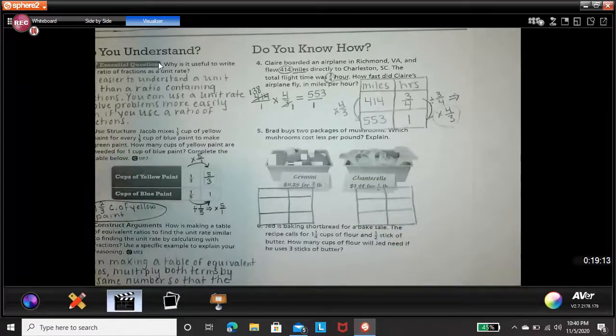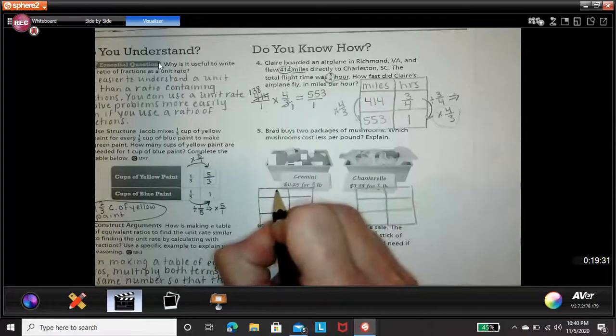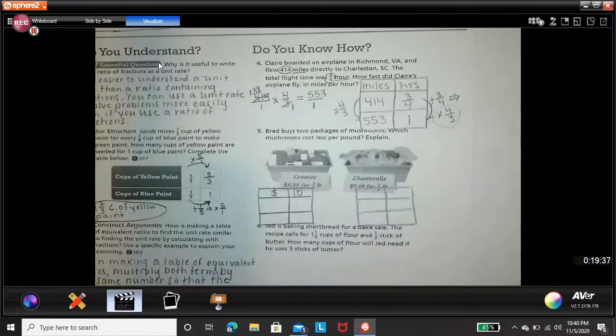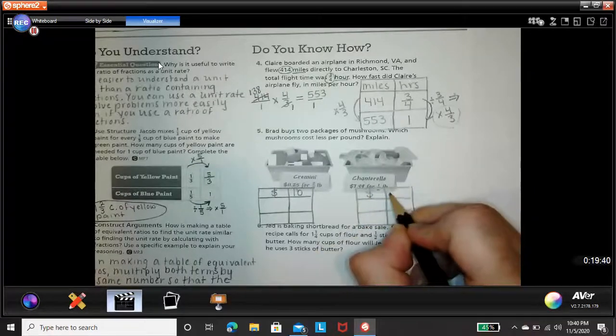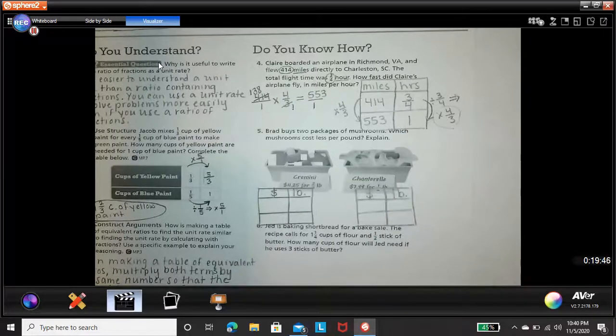Please fill in the units of measure at the top. In this problem, we're comparing the dollars to the number of pounds. So I'm going to use a dollar symbol at the top and then the abbreviation for pounds. And then same thing in the other table. LB is pounds. Okay, go ahead and fill in the rate that you're given in that top row of both tables.